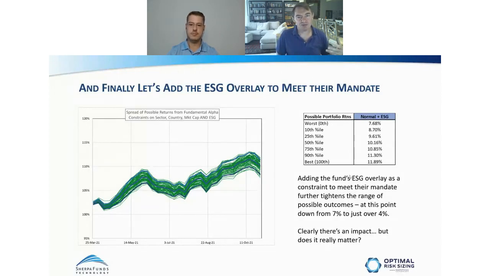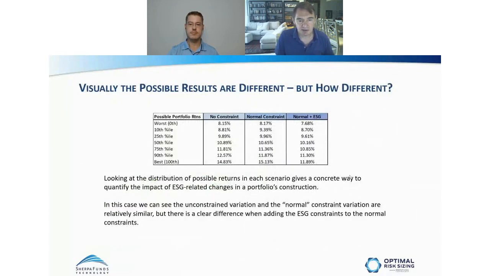By doing this analysis, and this analysis is particular to this fund manager with these processes and this set of constraints, we can see, if we summarize, that the median return of the alpha has gone from 10.9%. When it's constrained by its normal, sensible constraints, it goes down to about 10.6 and a bit. And then adding the ESG reduces that further to roughly 10.2.